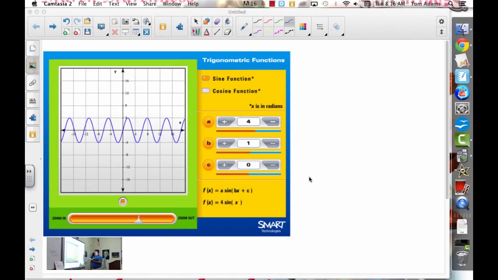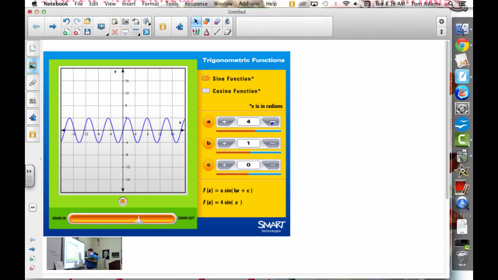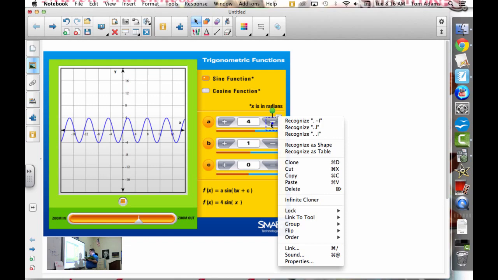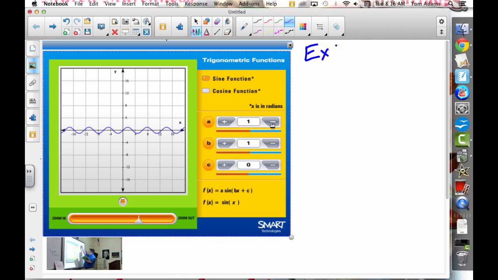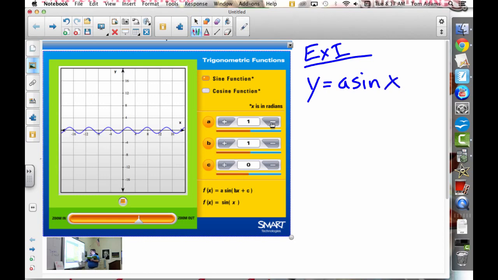So for example number 1, we're going to talk about transforming sine. If we think in terms of y equals a times sine of x, where a is a constant, in other words, it's a number, the a term does the vertical shrink or stretch, right?